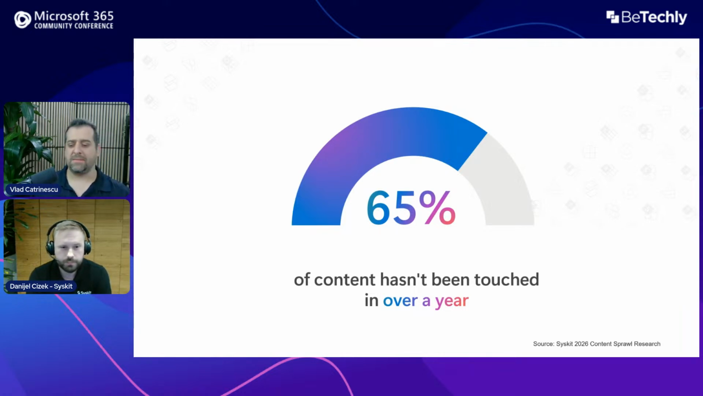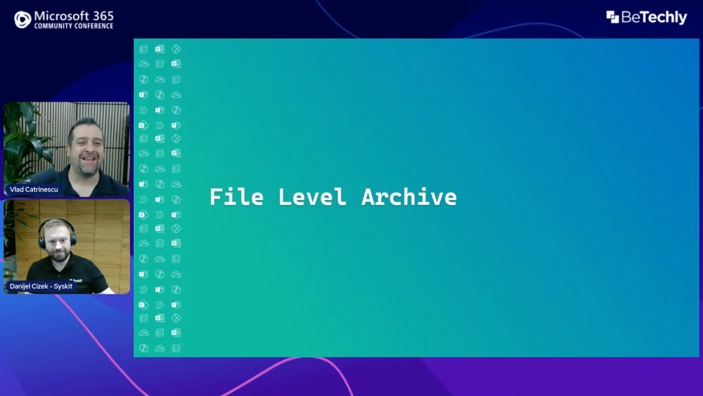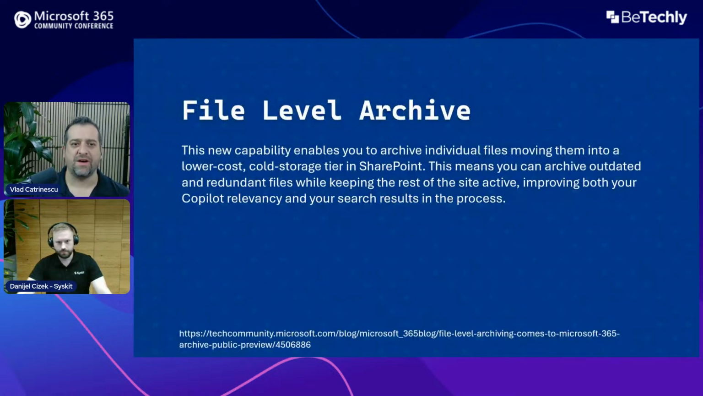Everybody loved the idea of archive, like you said, but when it came to the out of the box tool, M365 Archive was limited to archiving the full site. And this is where Microsoft, 8 days ago, and it's not an April Fool's joke, released file level archive into Microsoft 365 Archive, which for me solves a lot of those problems. I'm not going to read the slides here.